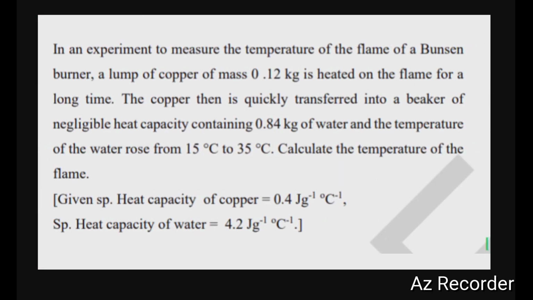In an experiment to measure the temperature of the flame of a Bunsen burner, a lump of copper of mass 0.12 kilogram is heated on the flame for a longer time. The copper is then quickly transferred into a beaker of negligible heat capacity.